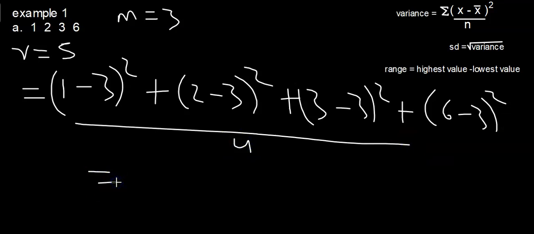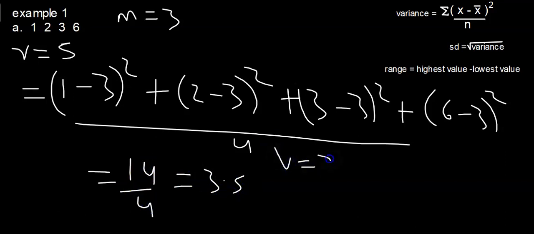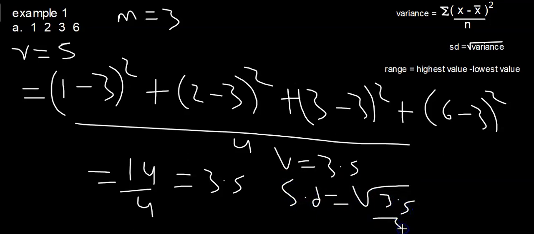And then when you subtract and square, you're going to get 14. And 14 over 4 is actually 3.5. So 3.5 will be your variance. And then the standard deviation will be the square root of the variance, which is the square root of 3.5. So this is all you have to do for this specific example.